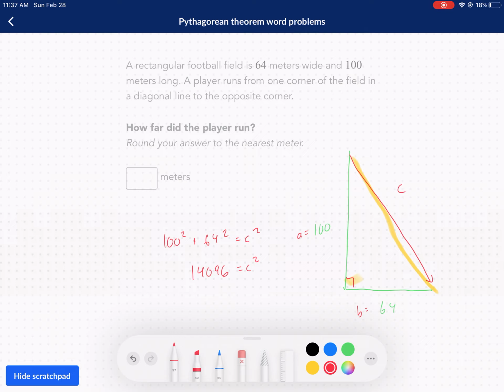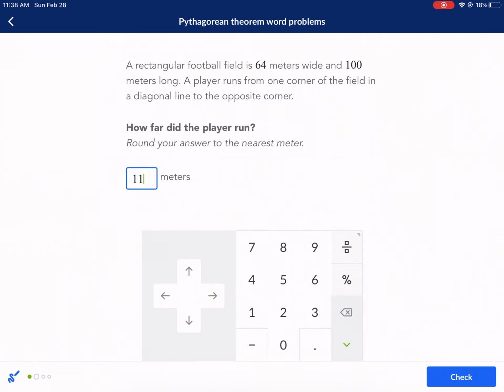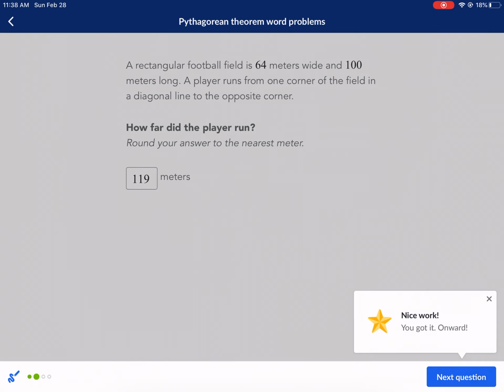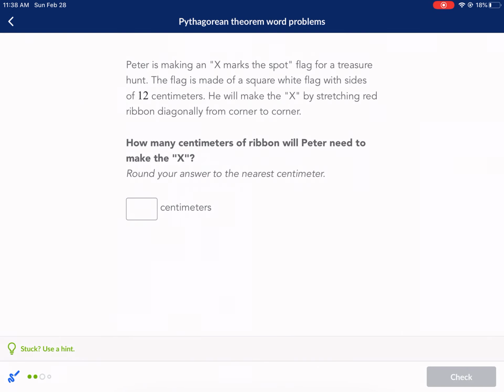And I need to round, because I got a decimal here. I got 118.72 meters equals C. I have to round my answer to the nearest meter. That's going to be 119. Next question. Peter is making an X marks the spot flag for a treasure hunt.